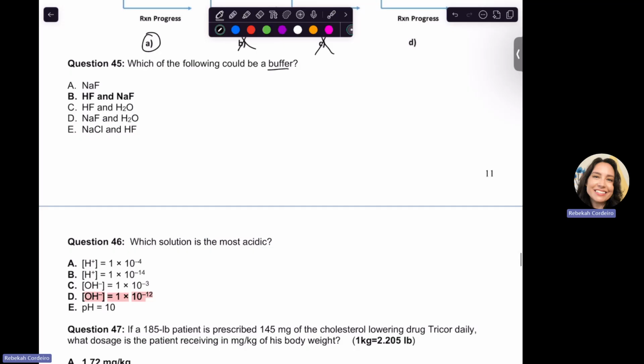So which could be a buffer? We're looking for a weak acid and its conjugate base, or a weak base and its conjugate acid. And so that doesn't have 2 things in it. The NaF doesn't have 2 things in it.